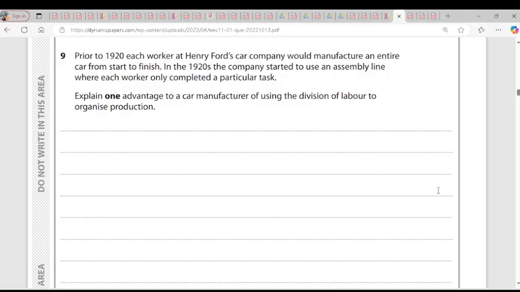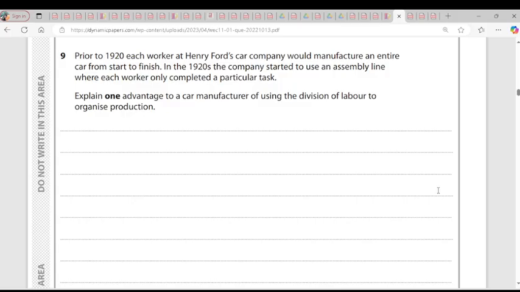So what are the benefits of division of labor? It increases productivity, it saves time, and it allows workers to work on what they know how to do best. So I'm going to explain productivity. With division of labor, each worker will be able to produce more output. As a result, car manufacturing companies such as Ford will be able to produce more cars compared to their competitors. Productivity would also bring about profit.